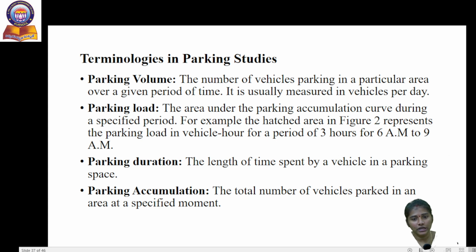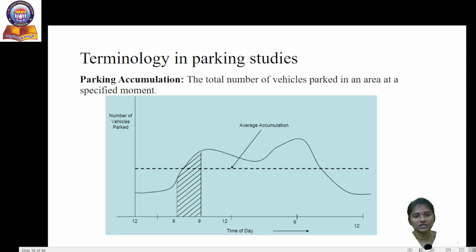Next, parking accumulation. The total number of vehicles parked in an area at a specified moment is called parking accumulation. Here you can see in this graph the total number of vehicles parked in the area at a specified moment. You can observe that hatched portion, that is from 6 to 9, how many vehicles were parked. So this can be known.